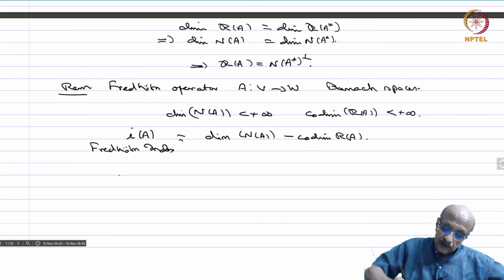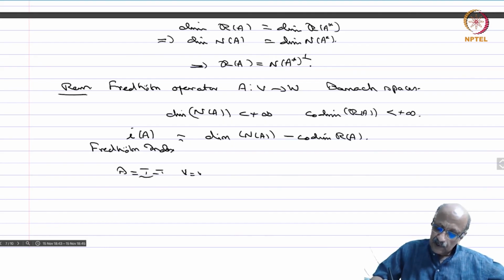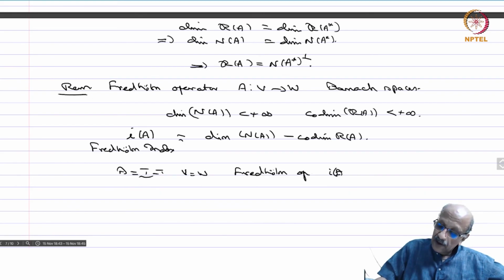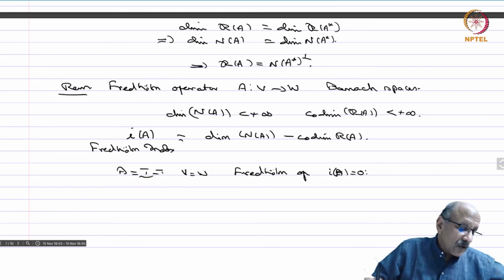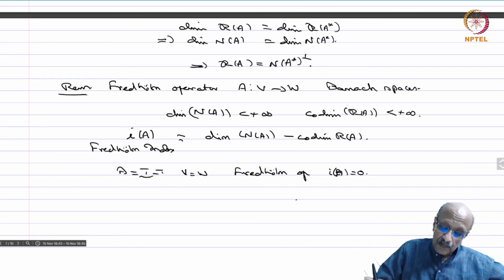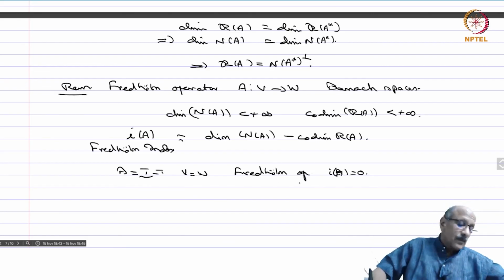So if A equals I minus T, a compact perturbation of the identity, with V equals W, then it's a Fredholm operator with index i(A) equal to 0. So that is the theorem which we have proved. Okay, so this is a very important concept in operator theory.